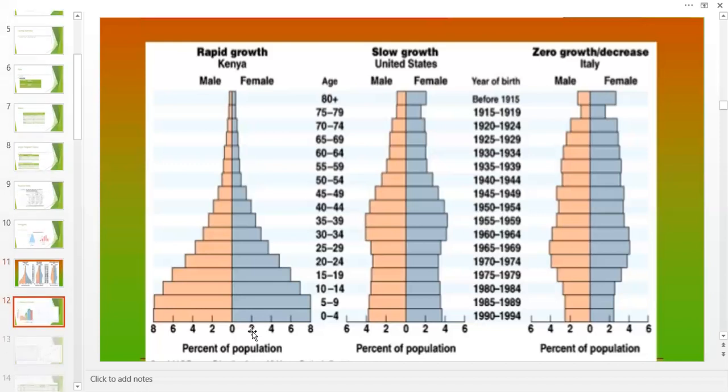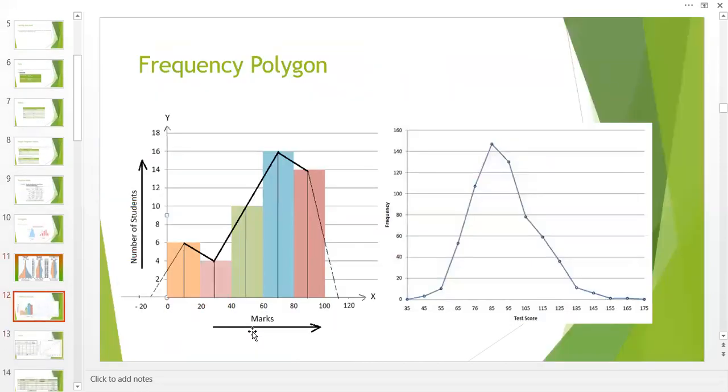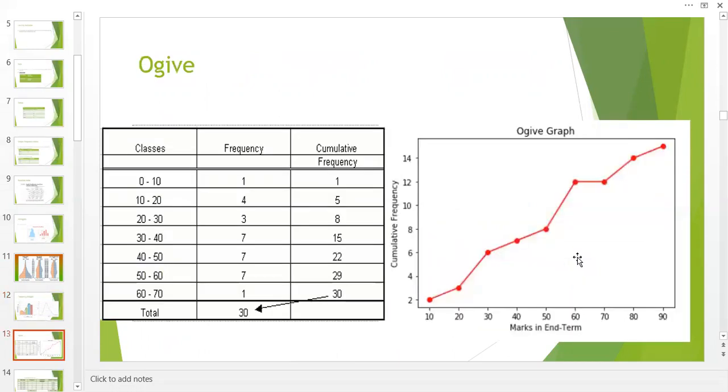Coming to the frequency polygon. If we join the midpoints of the histogram, a frequency polygon is made. As it is made on a histogram, it is also used for quantitative data, and it gives us an idea about the shape and distribution of the data set. Now, another form is the ogive. It is also used for quantitative data. In an ogive, we use the cumulative frequency.